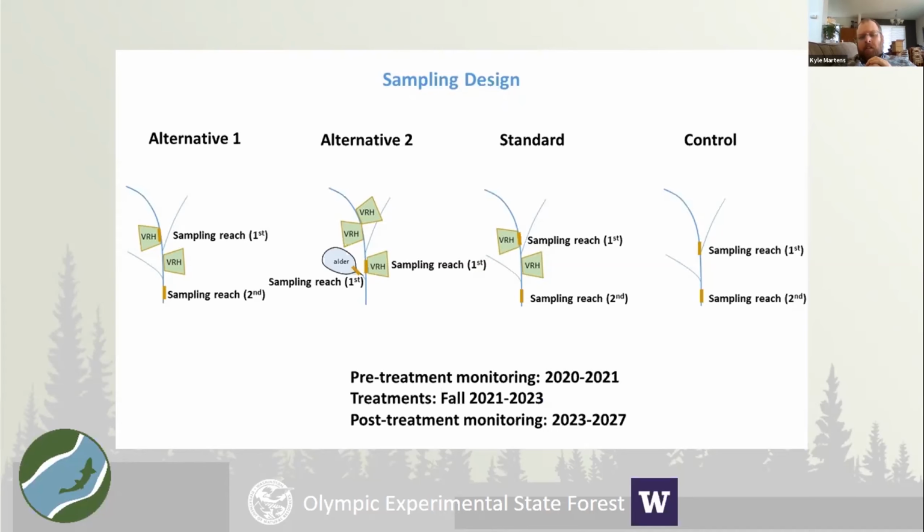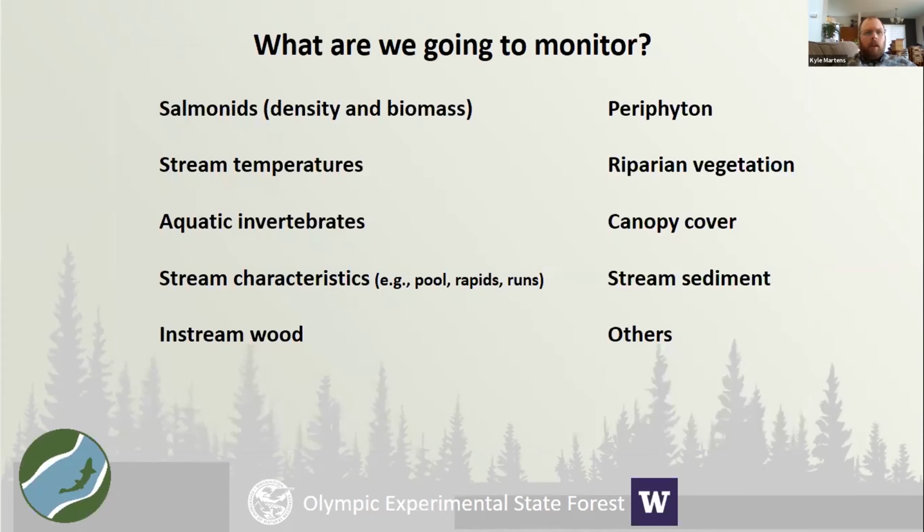Monitoring, we started pre-treatment monitoring last summer and will continue this summer. Treatments will go in the fall of '21 to '23, and post-treatment monitoring will happen in '23 to '27. And here's a quick look at what we plan to be monitoring. So we're doing salmonids, density and biomass, stream temperatures, aquatic invertebrates through Elsa's work at WSU, stream characteristics, so pools, rapids, runs, in-stream wood, periphyton, riparian vegetation, canopy cover, stream sediment. And if other people have something that they'd like to monitor in these watersheds, we more than welcome your involvement with this study.